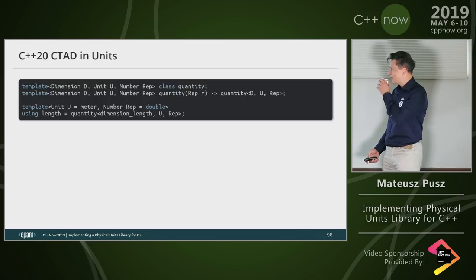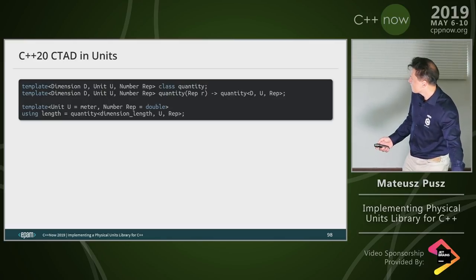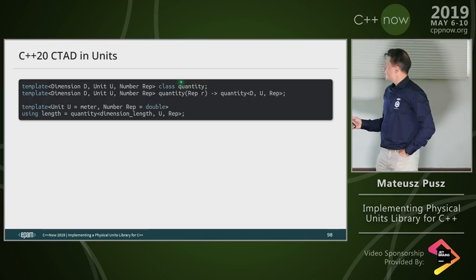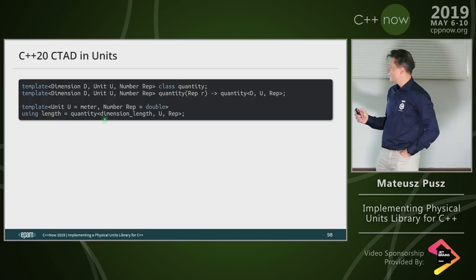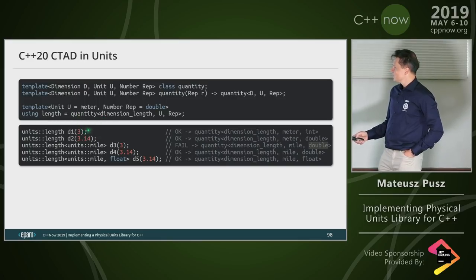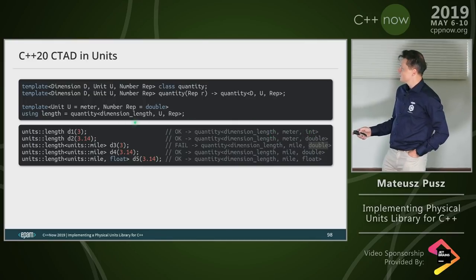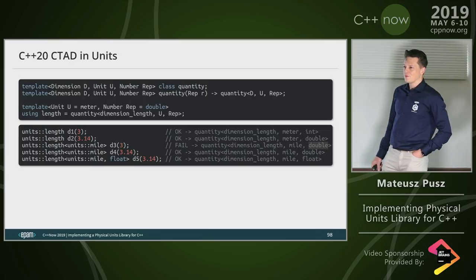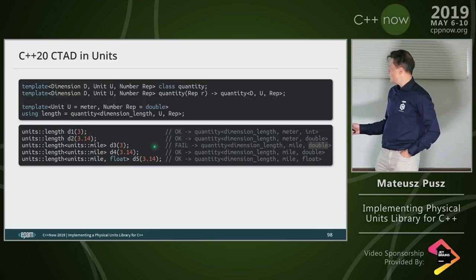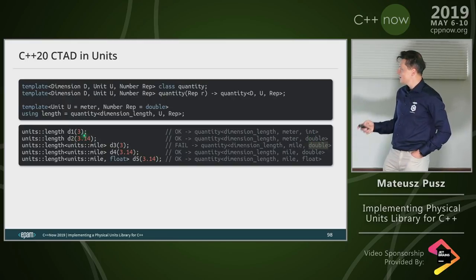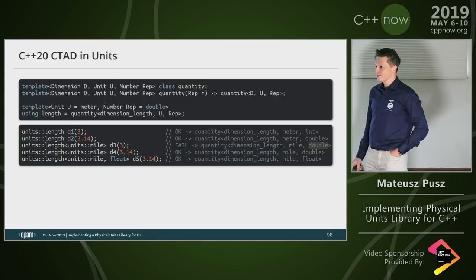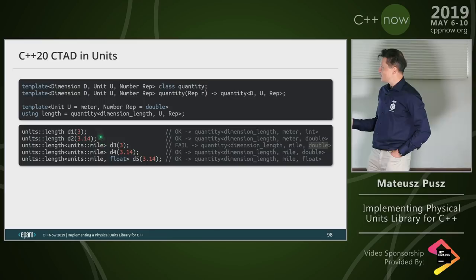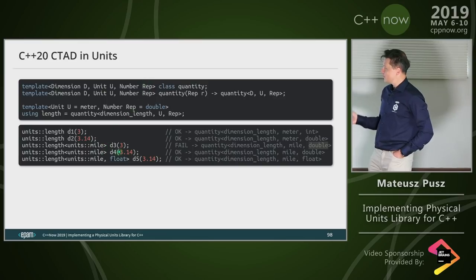So how can we do this for our library? This is our quantity. We have some CTAD helper here, and we have this alias length. And we can say length of 3 creates a quantity of dimension length, meter, integer, because it will take the representation from here with CTAD, and will take meter as the default unit for this dimension. If you take double here, it will produce the same with double. So again, double will be determined by CTAD. Unfortunately, this is where CTAD stops in C++20. When we start to provide at least one template parameter, CTAD is not working anymore. So if we fix unit smile instead of meter here, we end up here with double and here with double, because this is the default. We didn't provide int here explicitly. When we provide float, of course, we have float.